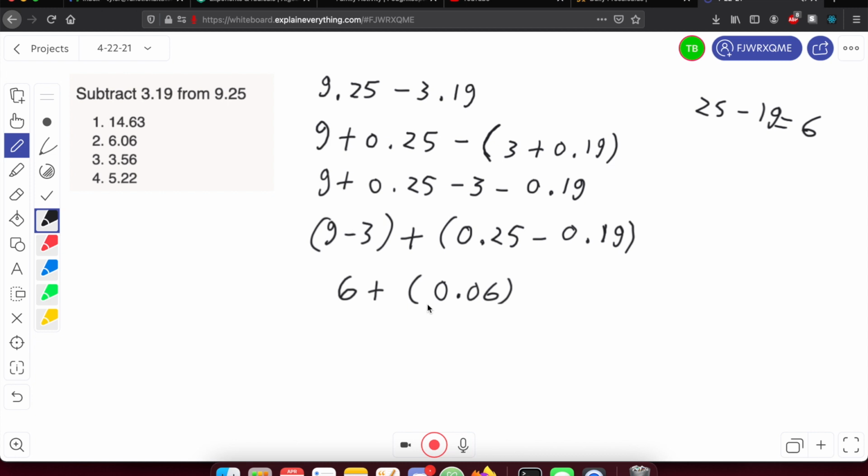0.06. Now, this is important to remember, this little 0 here, because we have to keep the placement, right? Technically, 25 minus 19 is also, we could also write this as 0.6. We just don't have to because you can write an infinite number of zeros before this whole number. You can write as many as you want. We could also rewrite this as 0, 0, 0, or whatever, 25. But when you have decimals, you have to remember the placement. So this just simplifies down to 6 plus 0.06, and adding these two numbers, well, we just have to add the decimal component to the whole number, and that just gives us 6.06, which is answer number 2.